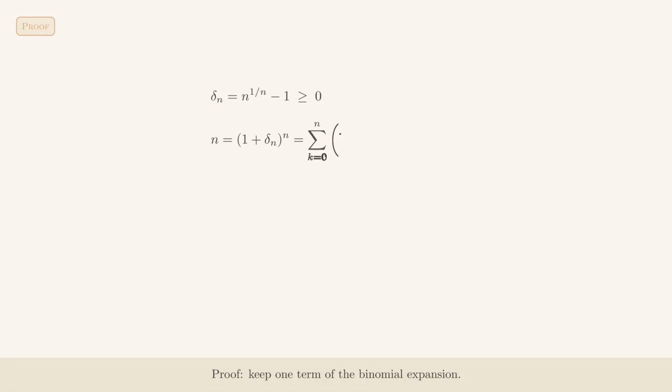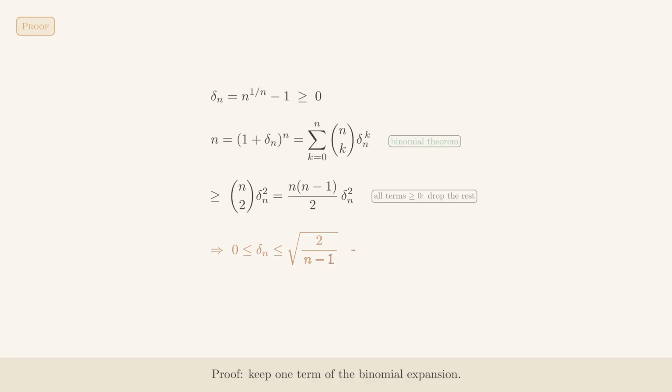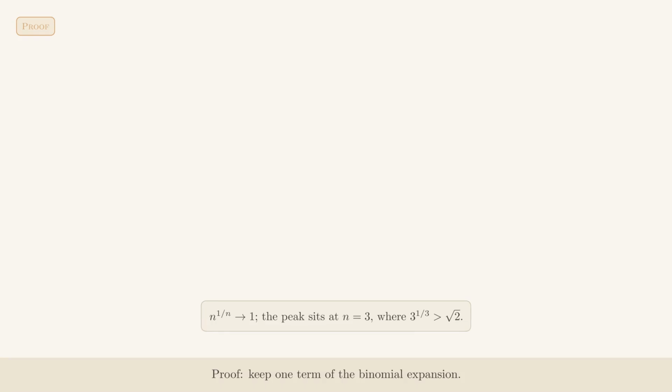Raise 1 plus delta to the n with the binomial theorem. Every term in the sum is non-negative, so we may keep only the third term and discard all the others. That term alone is n times (n minus 1) over 2 times delta squared, while the left side is exactly n itself. Solving, delta is caught between 0 and the square root of 2 over (n minus 1). That bound collapses to 0, so by the squeeze theorem, delta vanishes, and the root settles on 1. However fast n grows, its own nth root settles on 1, with a single high point at n equal to 3.